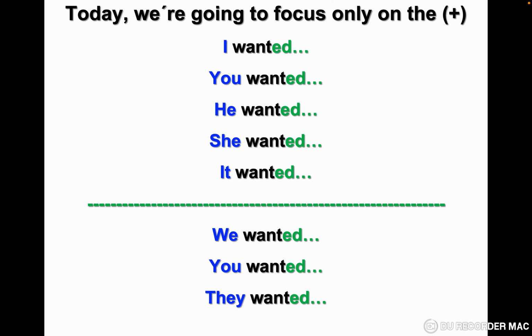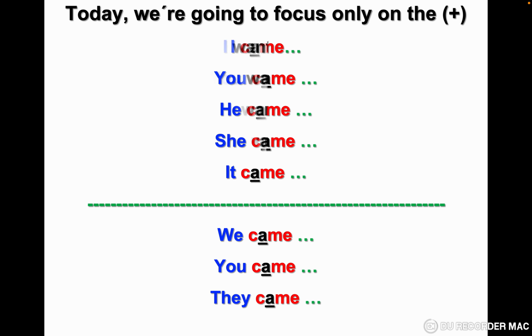Some students pronounce it want. It's not want, it's wanted. I wanted. So this is the conjugation of the verb want in the past simple and in the positive, because we need ed just in the positive. Okay, let's go to the next verb.